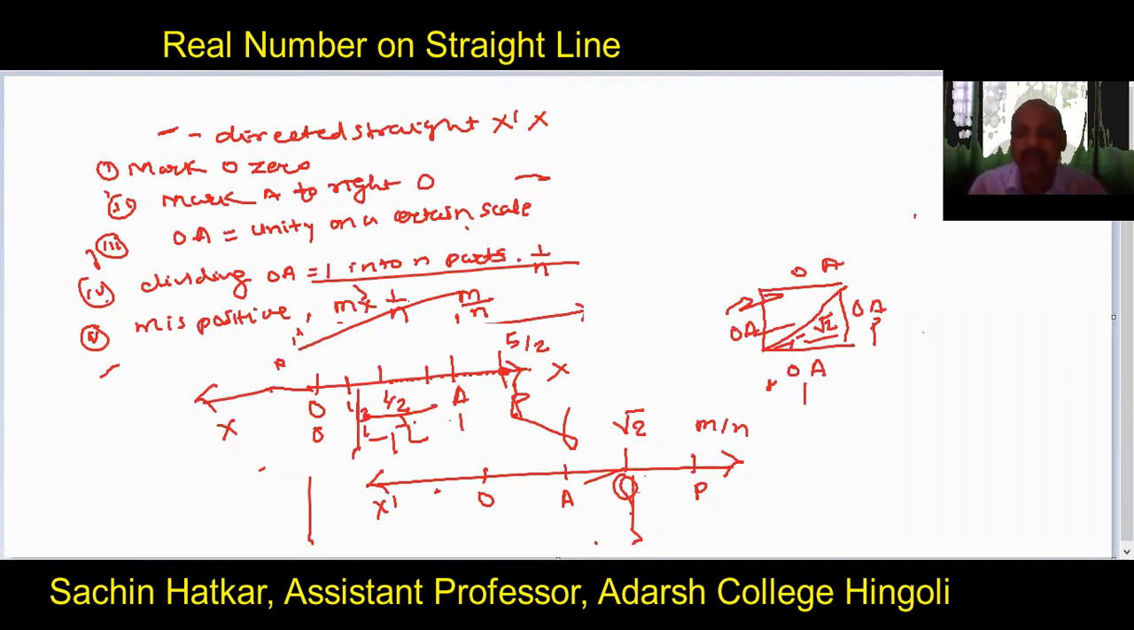gaps between rational numbers. If we take here 1 by 2 and 5 by 2, there are an infinite number of rational numbers, but there are some gaps between these rational numbers, and these gaps are filled by irrational numbers.